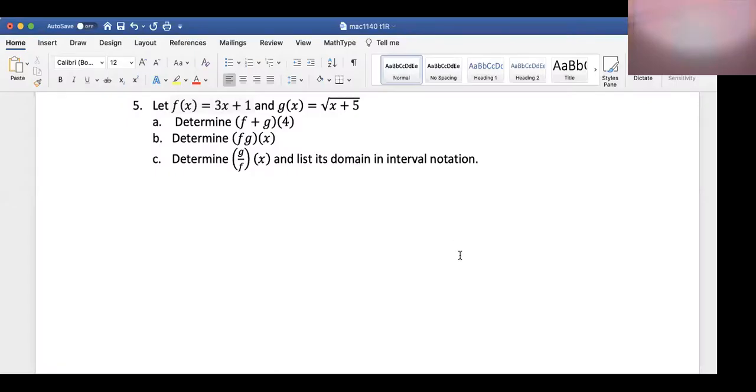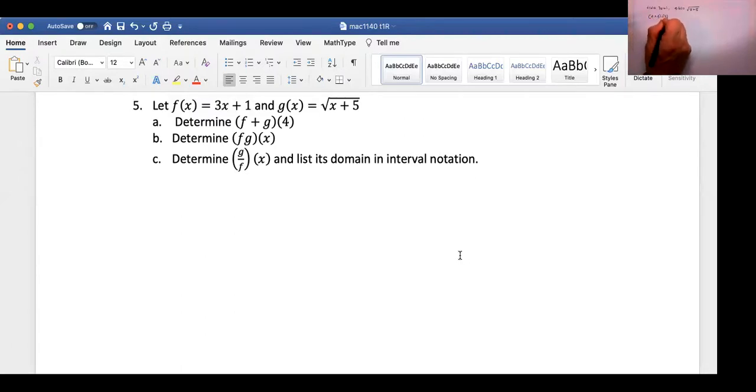Okay, for this question, we have two functions. f of x is 3x plus 1, and g of x is the square root of x plus 5. The first thing we want to find is (f plus g) of 4.